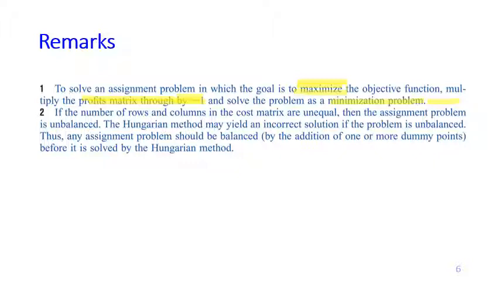The second one is that if the number of rows and columns in the matrix are unequal, for example, you have more machines than jobs, or more jobs than machines, then you may balance the problem by adding dummy points, either a dummy machine or a dummy job. After you balance the problem, you can solve it using the Hungarian method that we're going to start talking about in the next slide. Okay, so pay attention to these 2 remarks here.